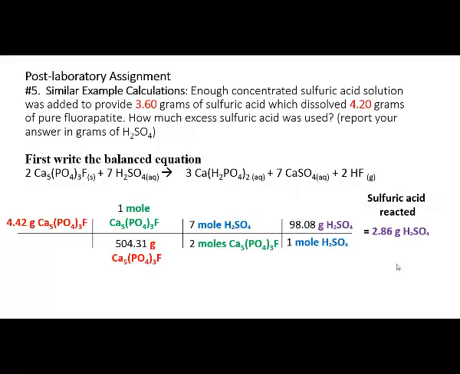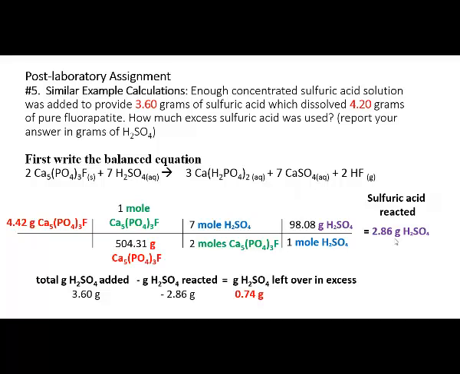So this is what we actually needed, the 2.86 grams of sulfuric acid based on having the original 4.20 gram sample. So I can go ahead and take the 3.60 grams of sulfuric acid that we began with, subtract the mass of sulfuric acid that actually is calculated to have reacted. The difference between those numbers will predict my excess sulfuric acid that was used in this reaction. So I take the 3.60 grams minus 2.86 grams. I predict by this calculation that 0.74 grams of sulfuric acid was left over in excess.